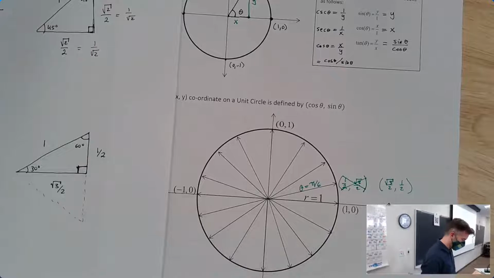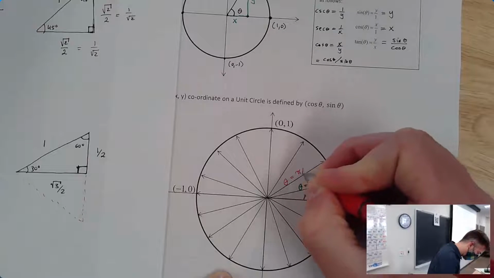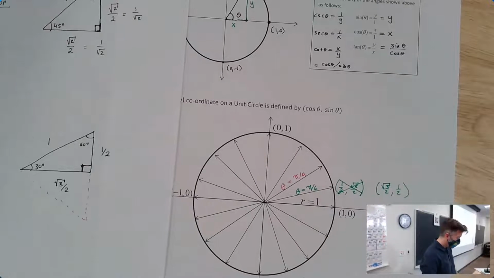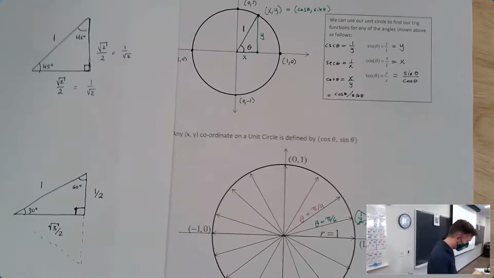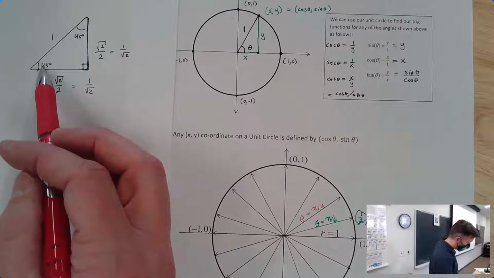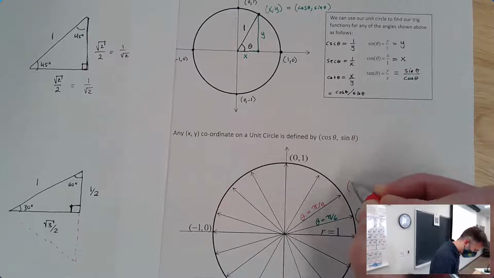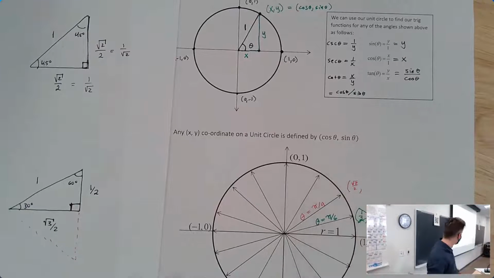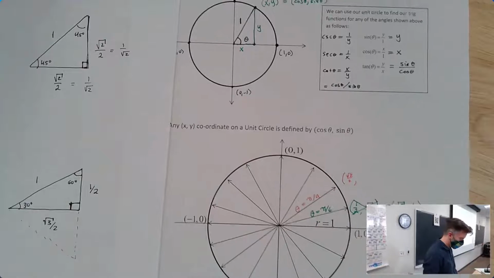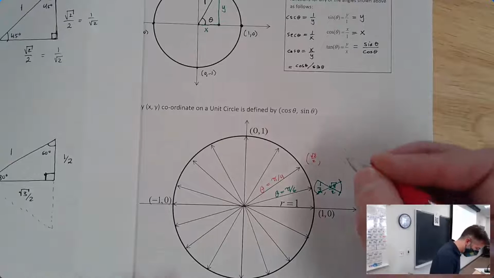Let's look at our next angle. Our next special angle is pi over 4 radians, which goes with this triangle over here. And if we look at cosine of 45 degrees, which is the adjacent over the hypotenuse, that's going to be root 2 over 2. The nice thing about pi over 4 radians or 45 degrees is that sine and cosine have the same value.